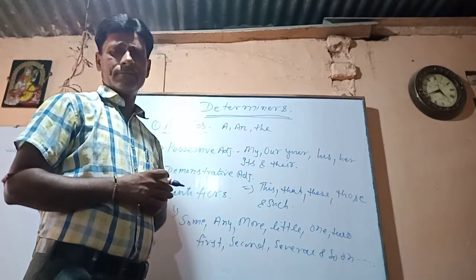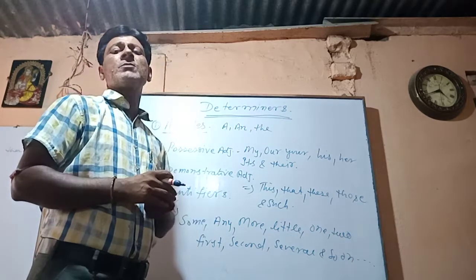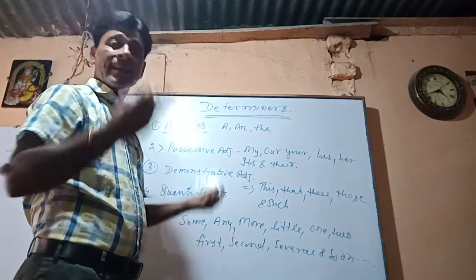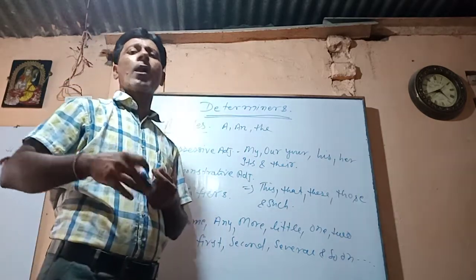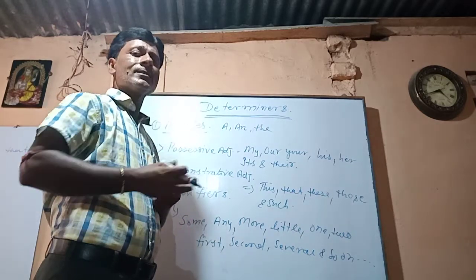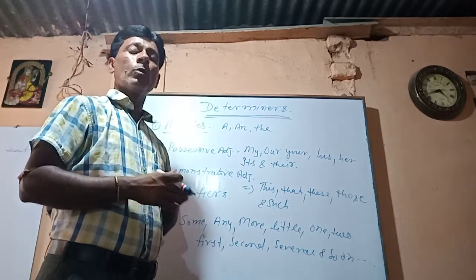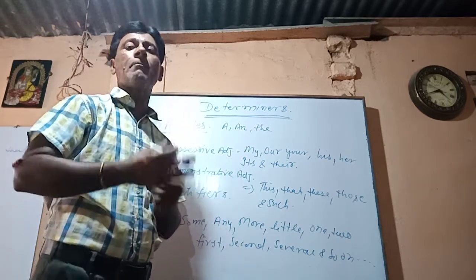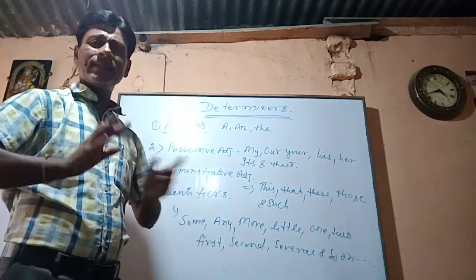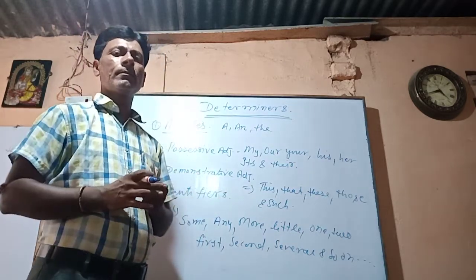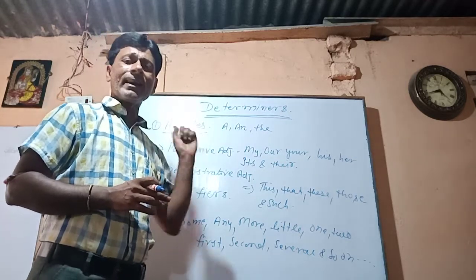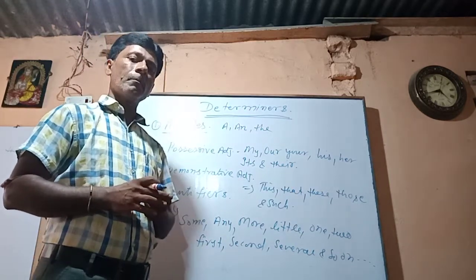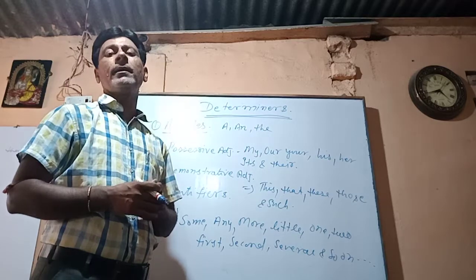Determiners are adjectives which always come before a noun. An adjective may come before a noun or after a noun, but determiners are a kind of adjective which always come before a noun to determine certain things about the noun. So one thing is very sure and clear to us about determiners: when we are using determiners, they will be followed by a noun.